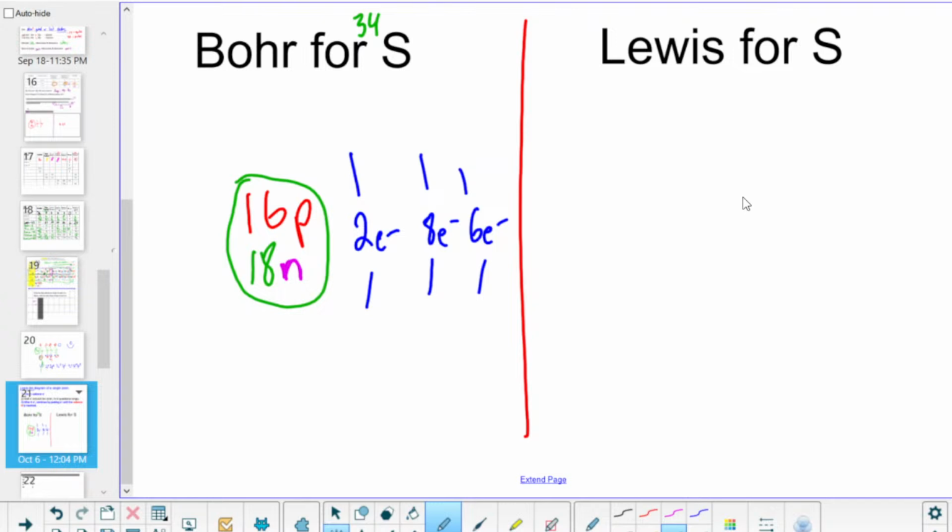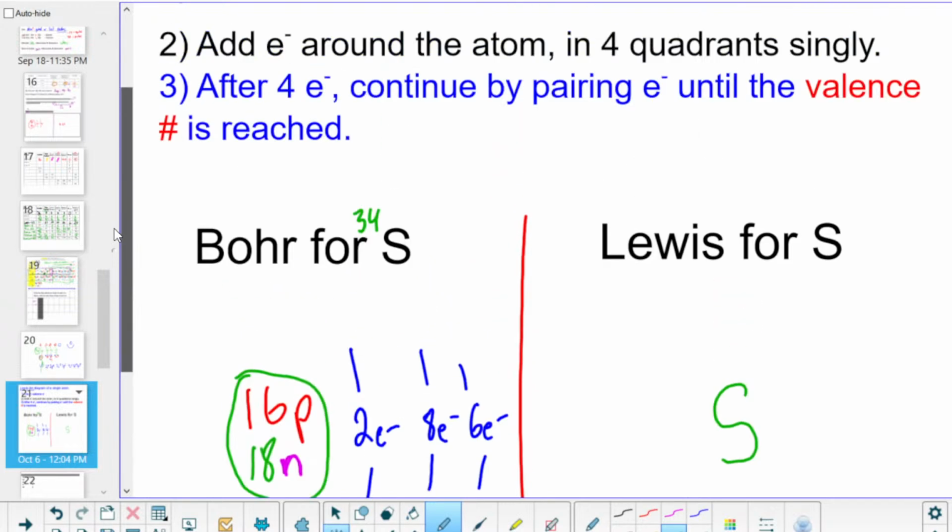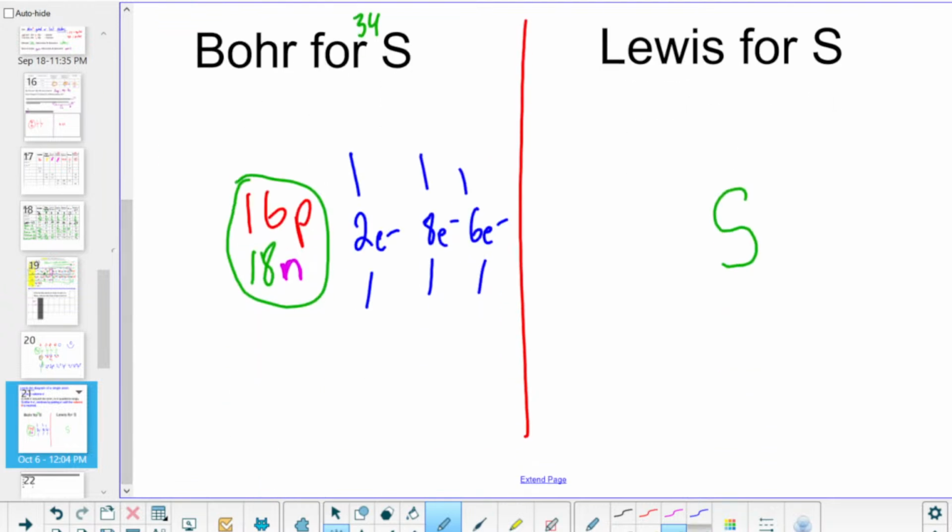We draw the symbol for the element. The instructions are given above, but I'm going to show it to you. And then we add the electrons. We only add the valence. So here, how many valence electrons are in this? 6. Yep, 6, excellent. 6 valence electrons. So here's how we add them, one quadrant at a time.